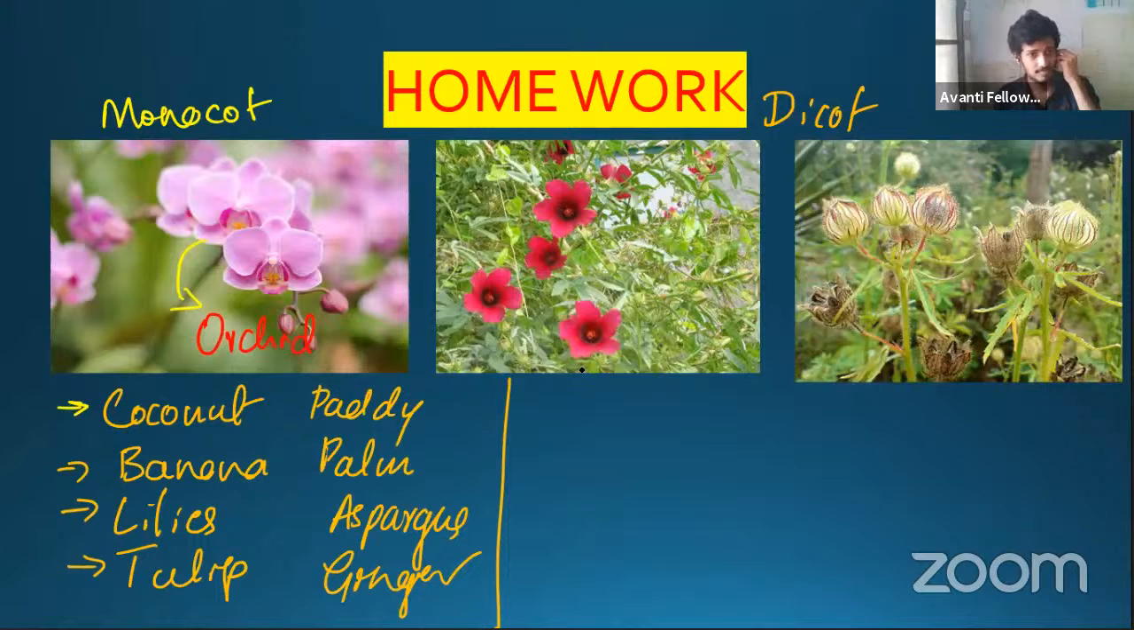Correct. So this one looks like hibiscus. Yes, so the genus is Hibiscus only. Hibiscus cannabinus. We leave that one. Okay. Yes, it's pentamerous.